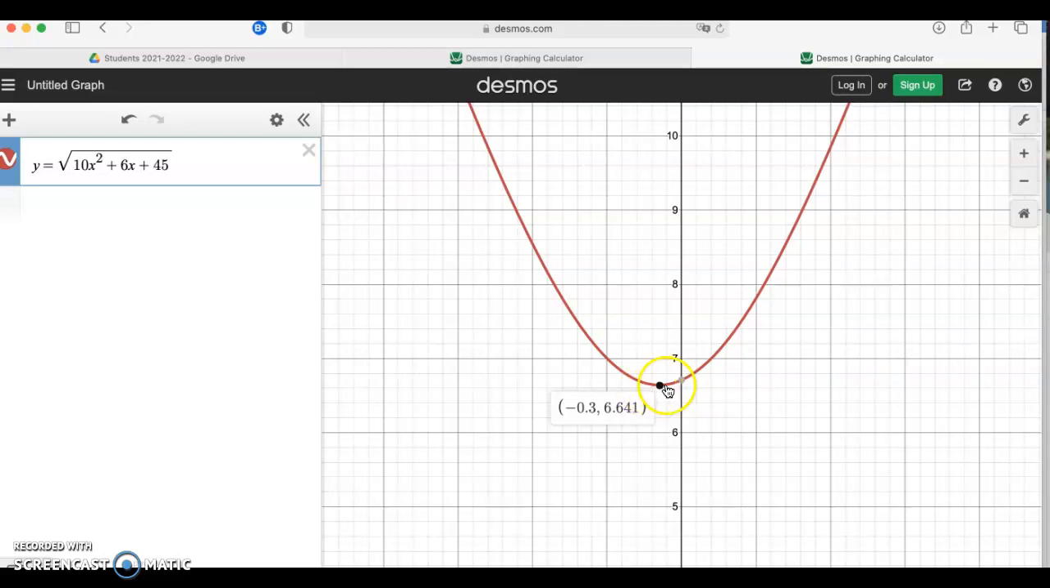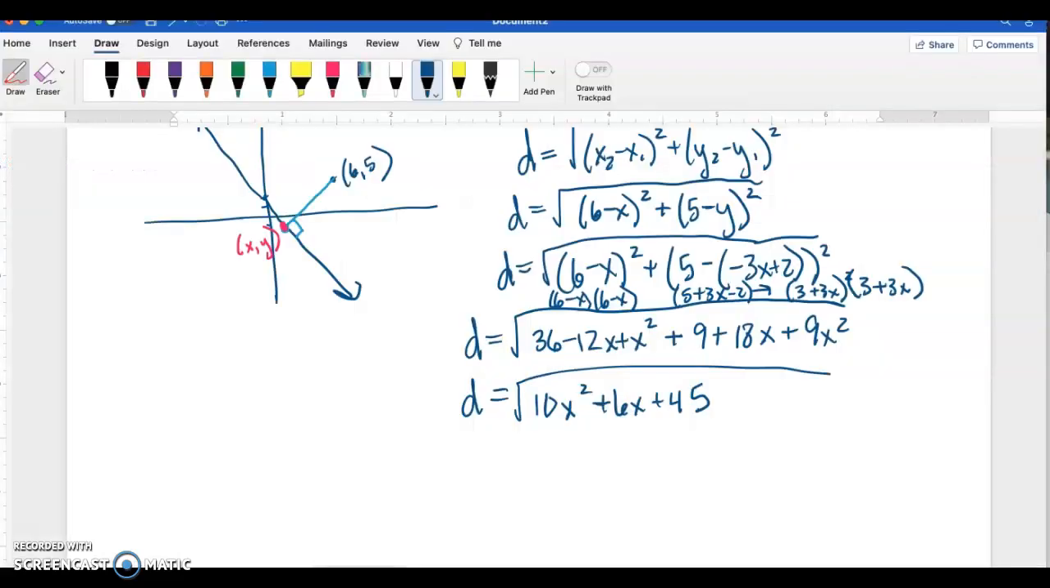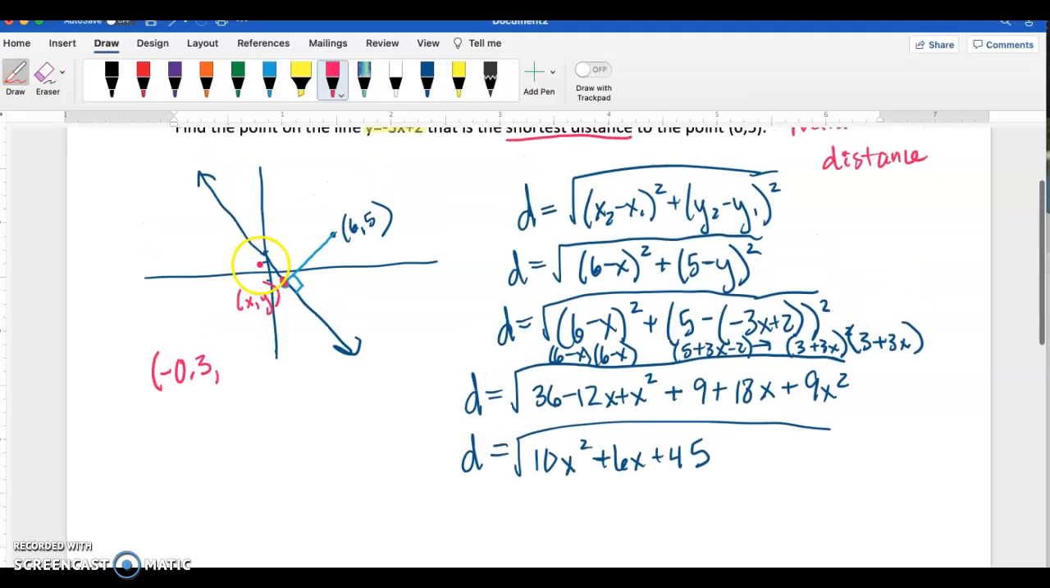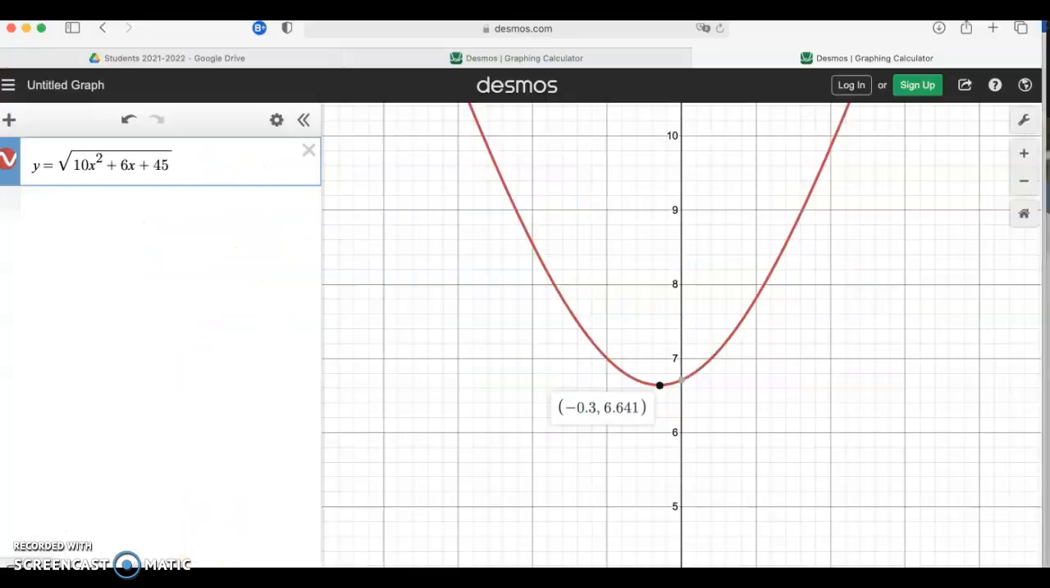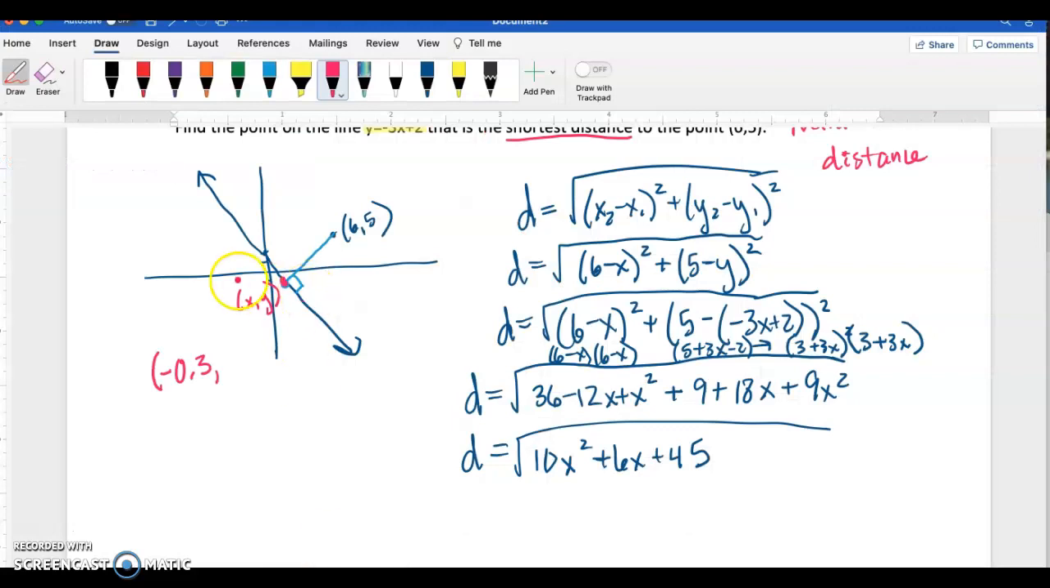So notice here that the x value is negative 0.3. So let's go back here. That means that this x value up here is negative 0.3 because it creates a minimum. So that's our x. Well, how do we find our y? Our y isn't the other value that was in this particular function. That's not what we're looking for here. That's just our distance. We actually want to find the y value that goes with this. So how do I find the y value?